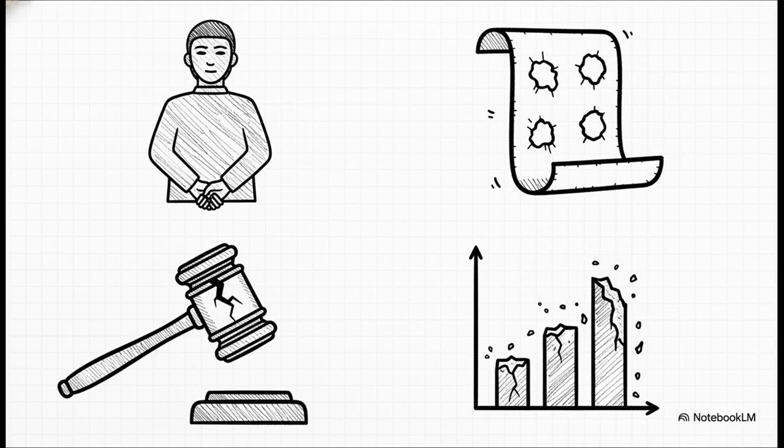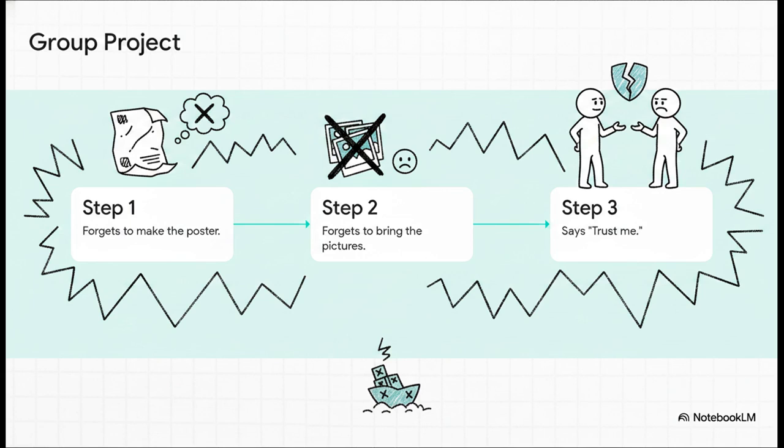Okay, let's jump into a group project scenario and see how this actually builds up over time. Imagine you're paired with a classmate, let's call him Jason. Step 1, Jason says, "I'll make the poster and bring it tomorrow." But tomorrow comes and, yep, he forgets. Step 2, next meeting he says, "I'll bring the pictures." Forgets again. Finally, step 3 rolls around, the deadline is right on top of you, and Jason says, "Trust me, I'll do my part this time."